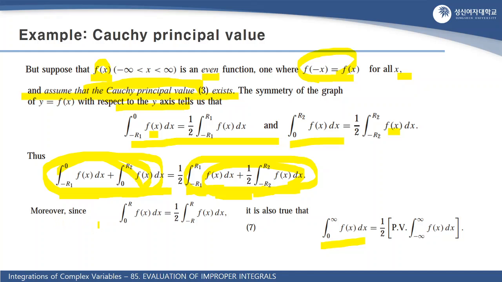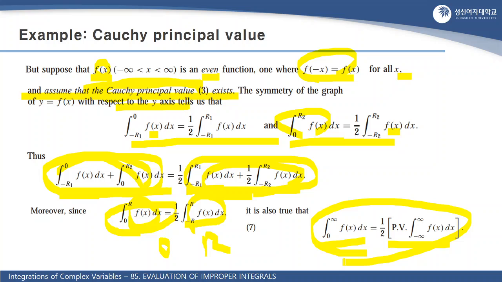Moreover, if we just take the second equation, which means this part, only in R2 and let R2 approach infinity, then we'll find that the improper integral over a semi-infinite interval from 0 to infinity of a given even function here equals half the principal value here, if the principal value exists.